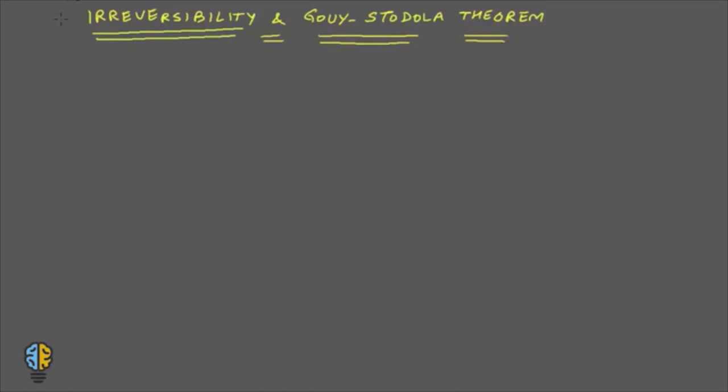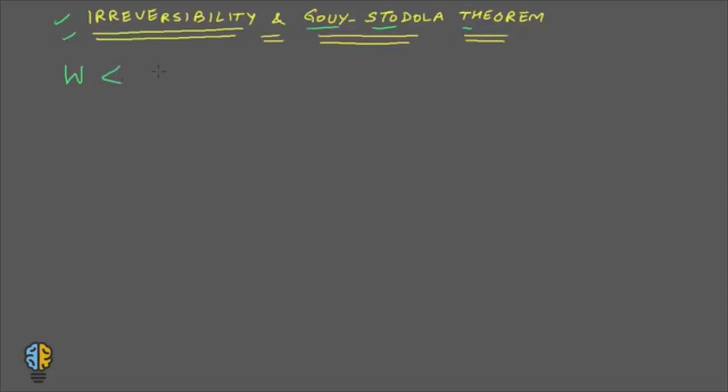Now let's talk about irreversibility and Gouy-Stodola theorem. Okay. Now in this, let's first of all understand what is irreversibility. If you look at the actual work done by a system, let us say the actual work done by the system is W. This is always less than the idealized reversible work.